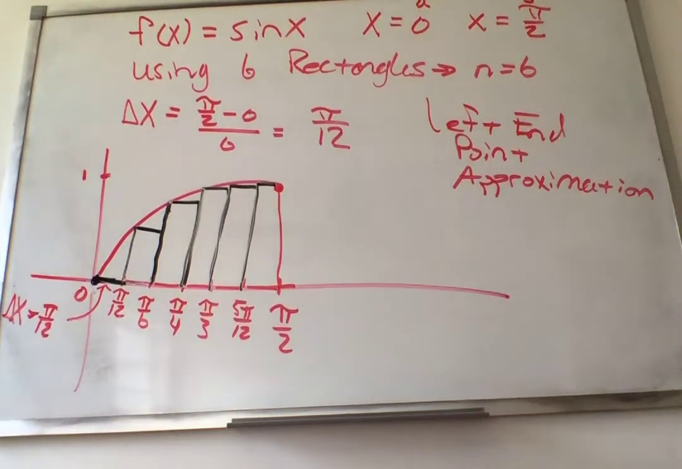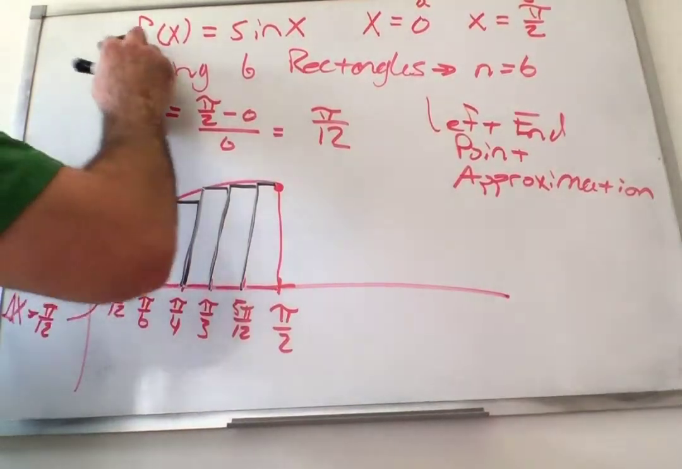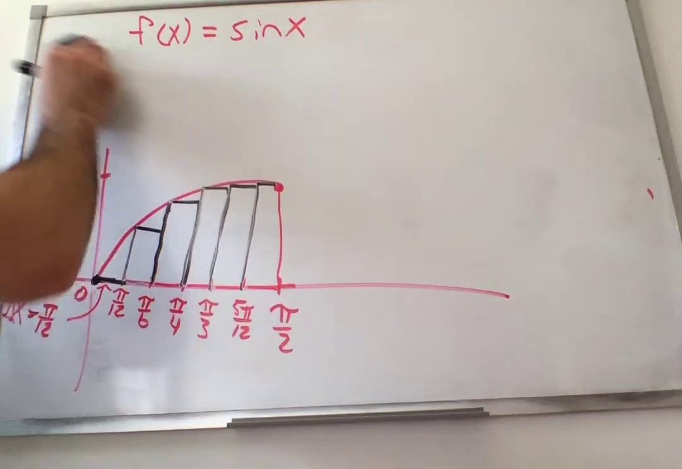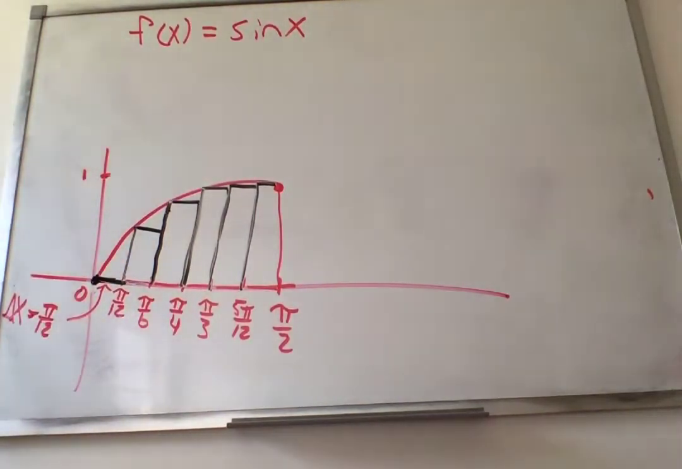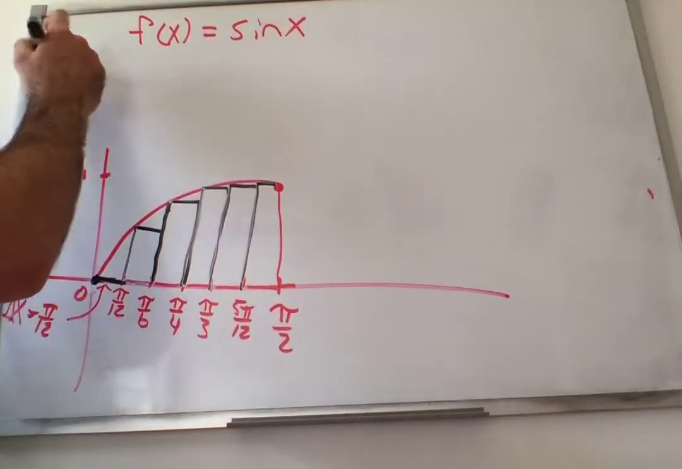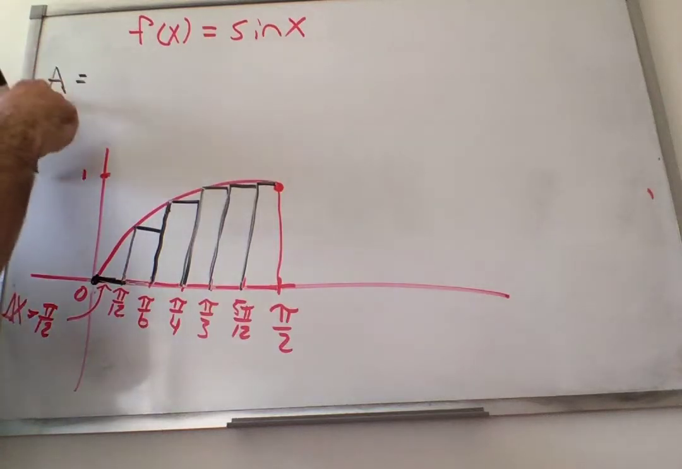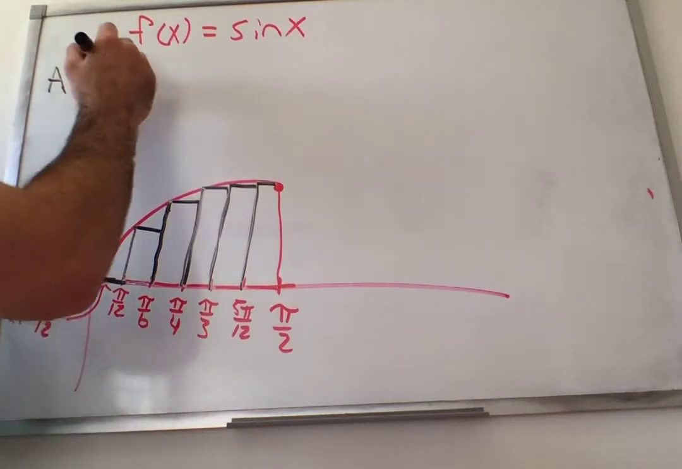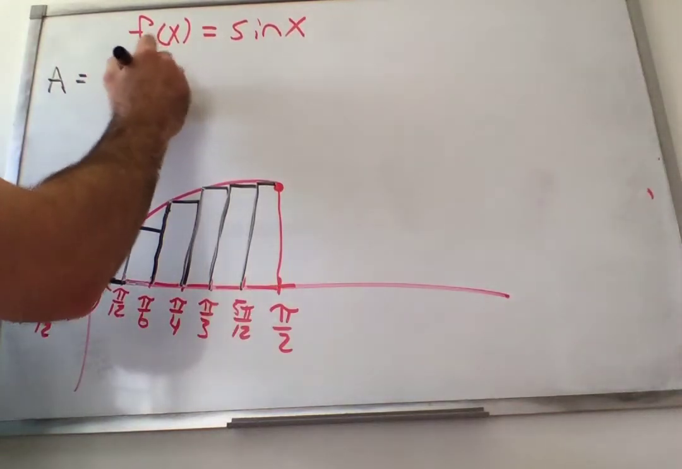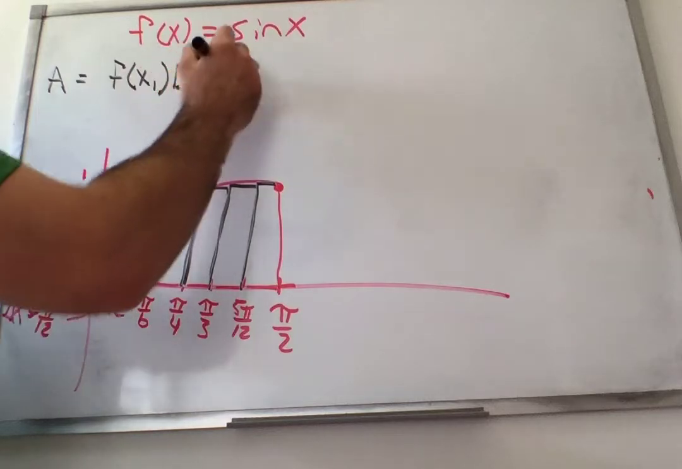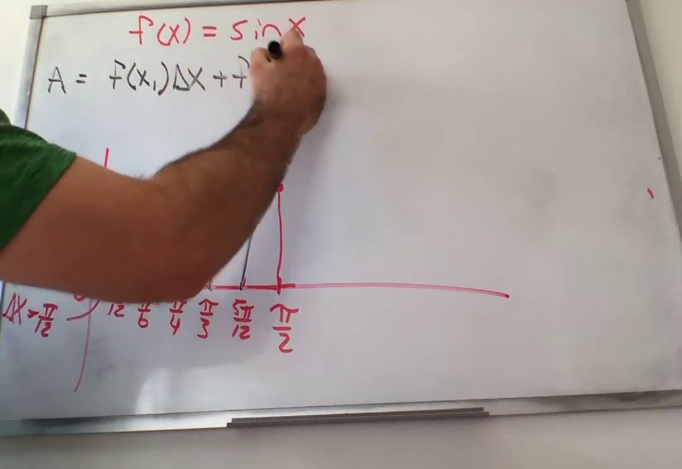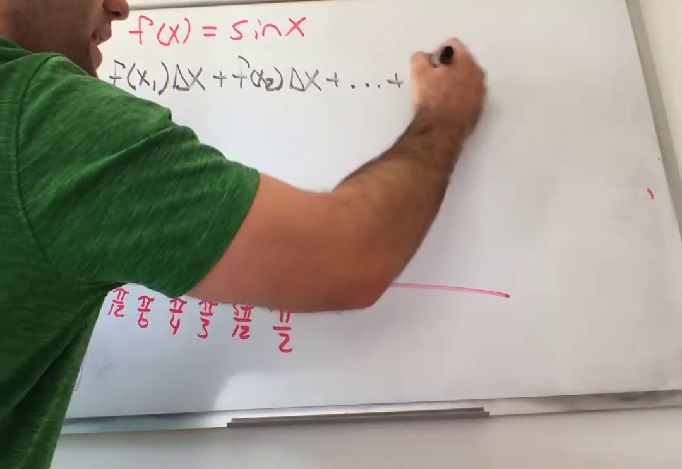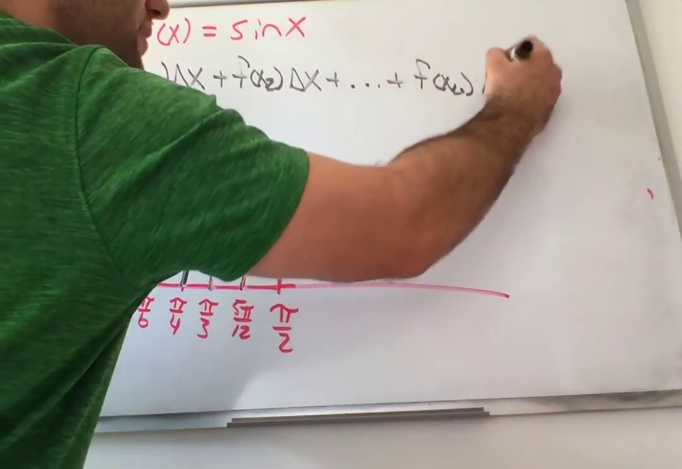Okay, so let's go ahead and get rid of some stuff. I want to keep my graph, keep my function. So, according to our area function that we had in the previous video, this should be equal to f of x1 delta x plus f of x2 delta x plus dot dot dot plus f of x6 delta x.